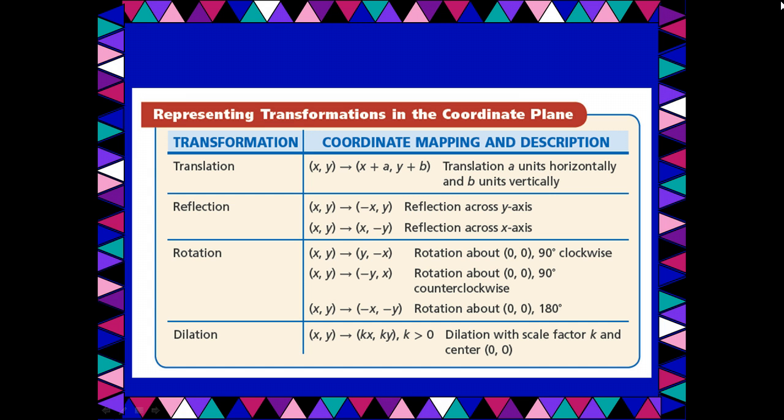A dilation is when we map (x, y) onto (kx, ky), and k must be greater than 0. We can't use 0 for dilation.